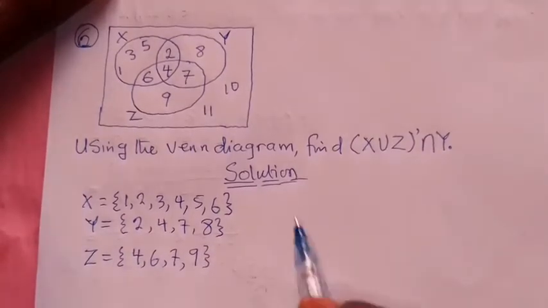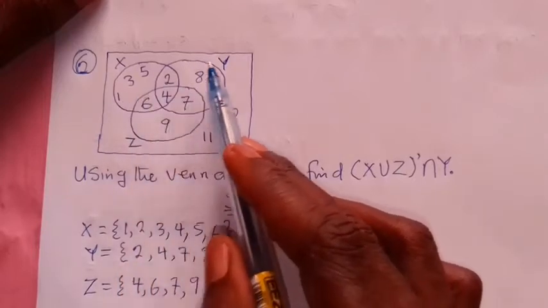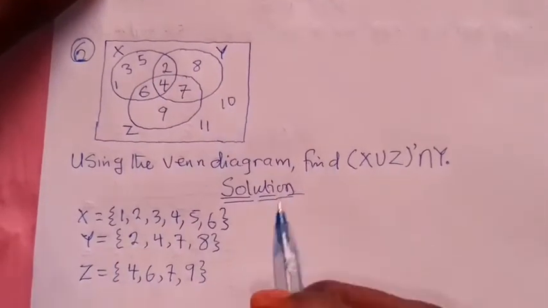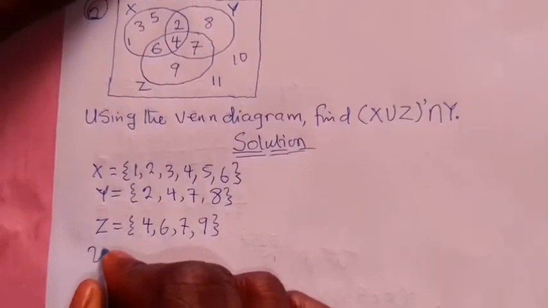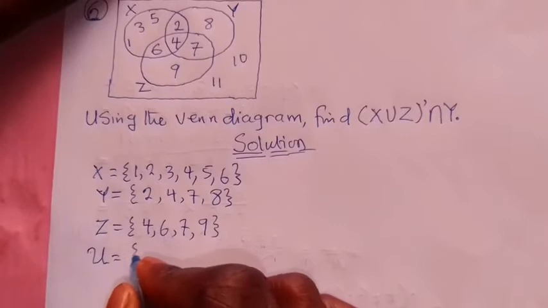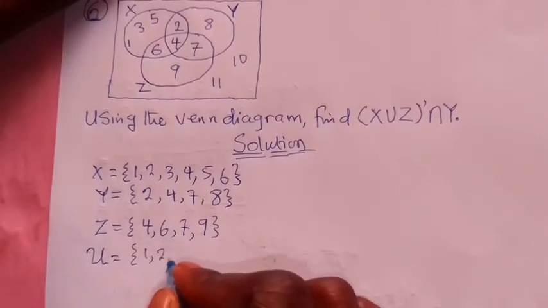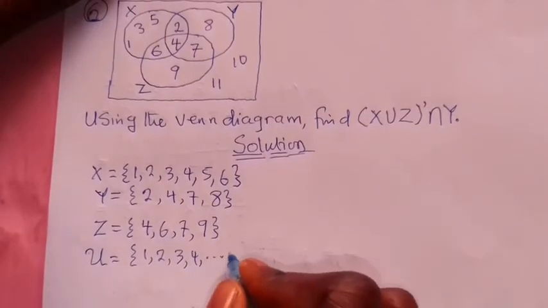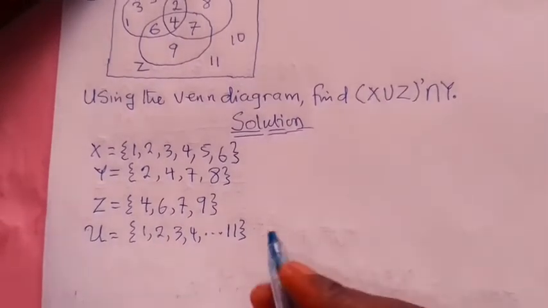And 9. Now the last set we are going to write out is the universal set. The universal set contains all the elements you are seeing here, including the ones that are outside here. So how do you write the universal set? You put your curly bracket, then you write out all the elements you see there, 1, 2, 3, 4, up to what? Up to 11. So we have 1, 2, 3, your counting numbers up to 11.